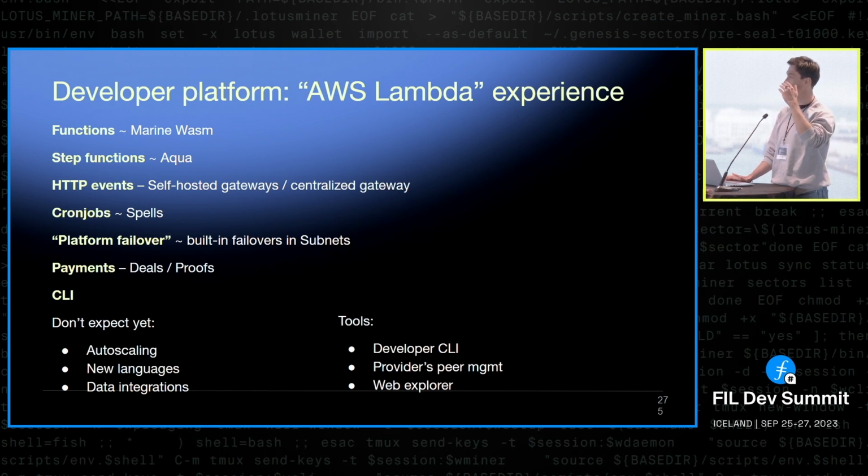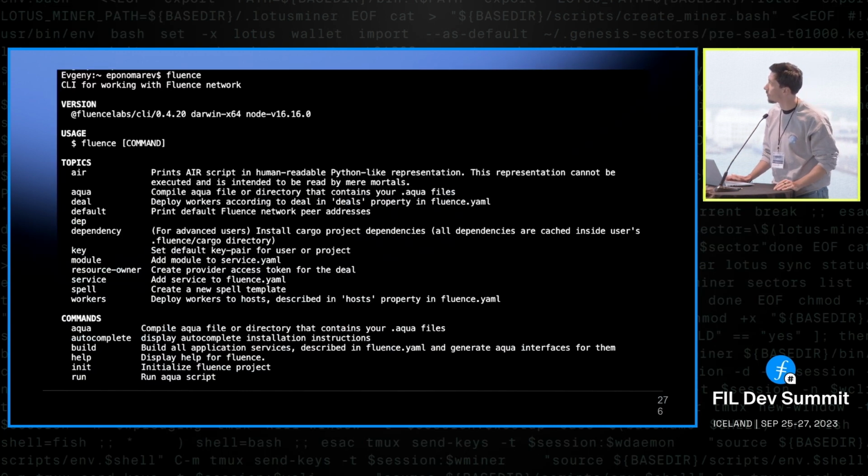So we run code in WASM, we have a WASM runtime, and as an analogy to step functions, we have Aqua, which is a distributed DSL that allows you to run distributed algos. We have a bridge to HTTP as self-hosted gateways. We have periodic jobs execution, which nodes can run, as an analogy to cron jobs. Payments on chain, and a developer experience that also looks similar to FaaS. That's just a screenshot of the CLI.